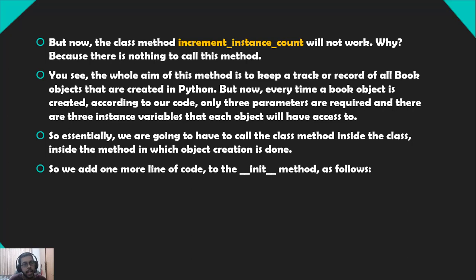You see, the whole aim of this method is to keep a track or record of all book objects that are created in Python. But now, every time a book object is created, according to our code, only 3 parameters are required, and there are 3 instance variables that each object will have access to. So essentially, we are going to have to call the class method inside the class, inside the method in which the object creation is done. So we add one more line of code to the init method as follows.